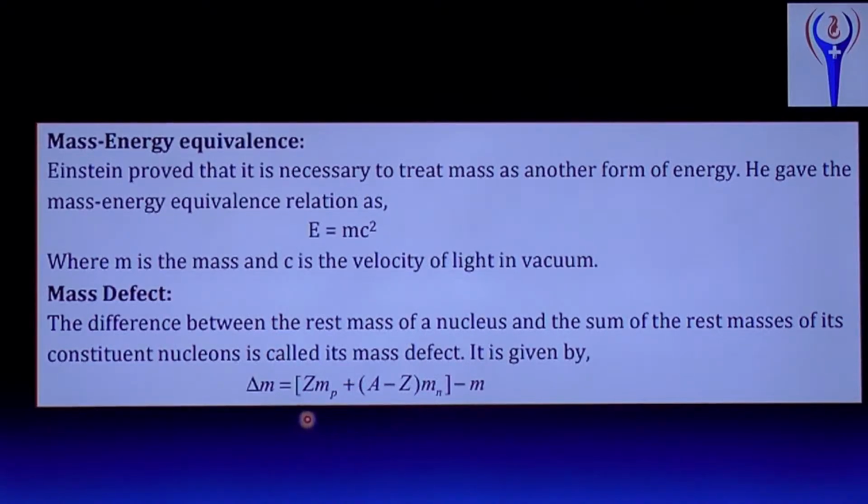Delta m equal to ZMP plus (A minus Z)MN minus m. In some places we may use capital M instead of small m, that is the mass of the nucleus. So, delta m is the mass defect.